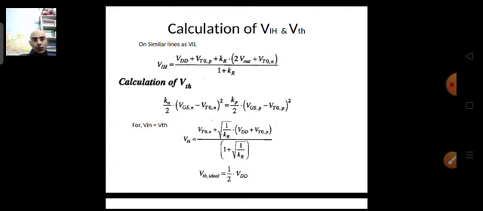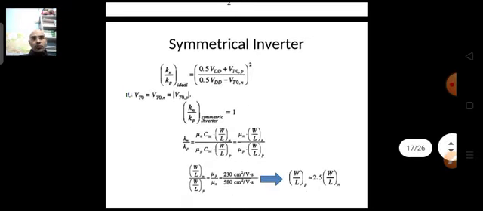If you substitute this in this equation, that VTN is equal to VTP, and for an ideal inverter you substitute the other parameters, then you will find that your threshold voltage VTH will be equal to half of VDD. So this was the discussion about this. Now let's move on and try to find the thing for our symmetrical inverter.